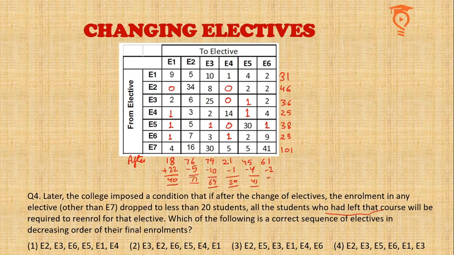So decreasing order, if we have to write, we have to start with E2. Okay, so one option is gone, and after E2 we should have E3, and then we should have E6. E2, E3, E6. So this is gone and this is also gone. So the first option becomes the answer. So E2, E3, E6, and after E6 we should have E5, then E1, and then E4. Exactly, this is the order that we were looking for.